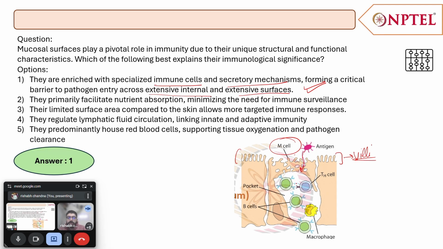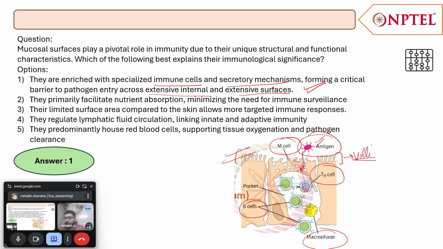This pocket has different types of immune cells. For example, it has B cells, macrophages, and T helper cells. So these macrophages and B cells will directly engulf this particular antigen and help to initiate an immune response against it. This is why it has a very important role in the body, and it is also a type of secondary lymphoid organ, because here different cells actually interact directly with the pathogen.